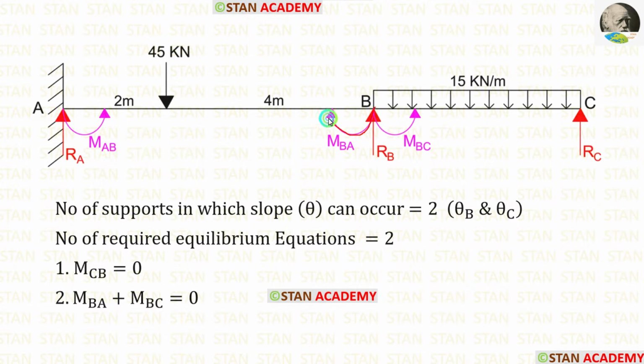One will be acting in the clockwise direction and another will be acting in the anti-clockwise direction. So one will be positive and another will be negative, but both of these moments will be having the same value. So when we add them, it will be 0 because one is positive and another is negative and both are same. So MBA plus MBC is equal to 0. This is our second equilibrium equation.